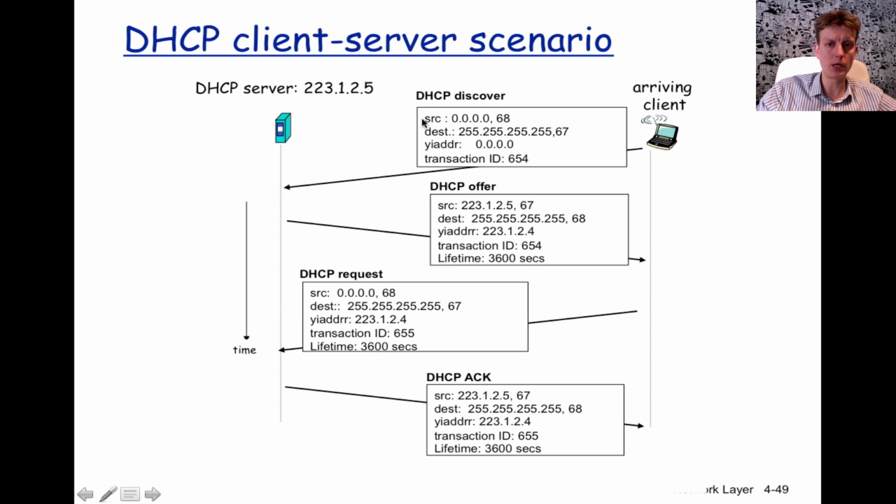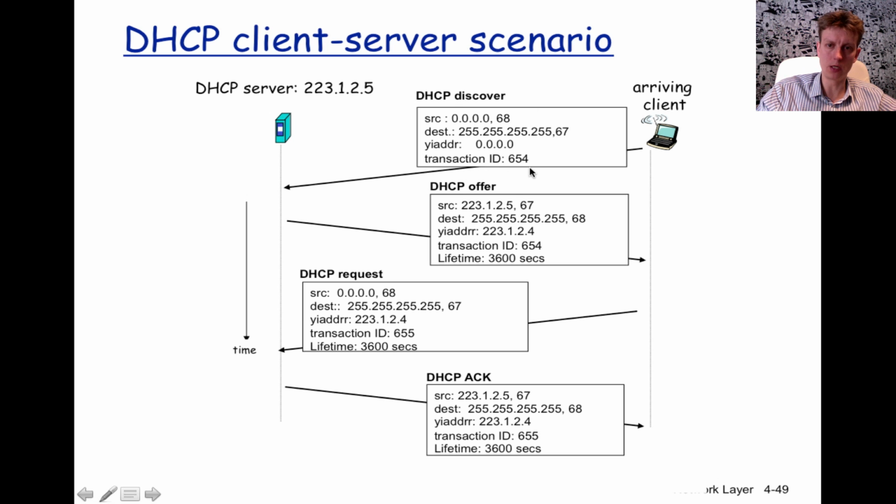The destination address is also a very specific number. You see here it's all 255.255.255.255, and this address means that all IP enabled devices will receive this message. So this is an IP broadcast address. And it specifies the transaction ID. The host packages this DHCP message inside the UDP datagram, which will be sent on port 67.